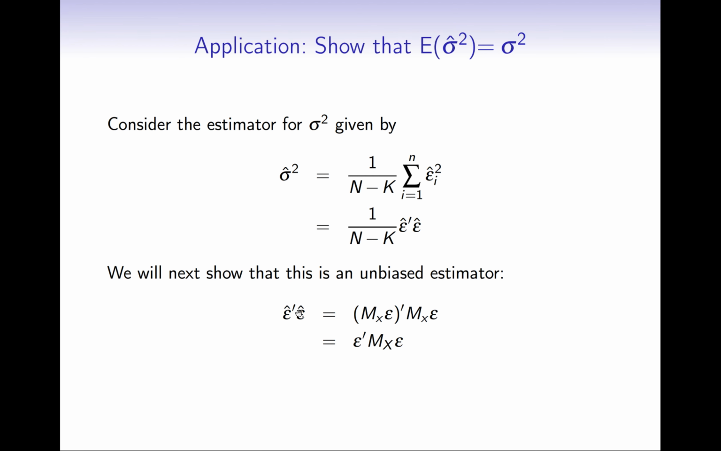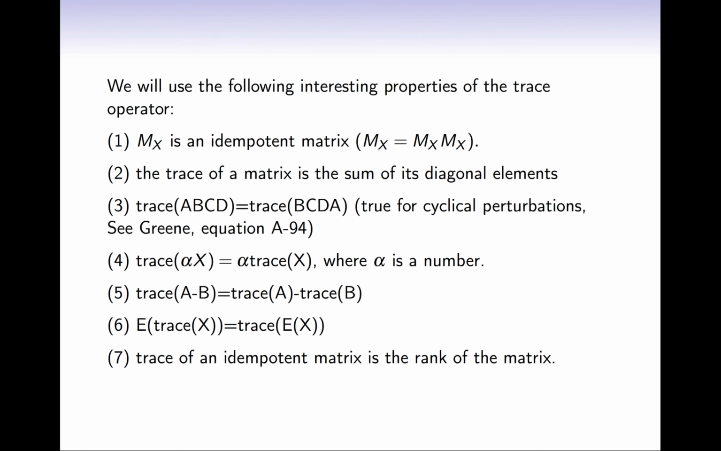So epsilon hat prime epsilon hat. So remember, epsilon hat is equal to Mx epsilon, where these are the true epsilons. And we can write this epsilon prime Mx epsilon, and Mx is idempotent, so that equals epsilon prime Mx epsilon, because Mx equals Mx squared, right? It's idempotent and symmetric, actually, the matrix.